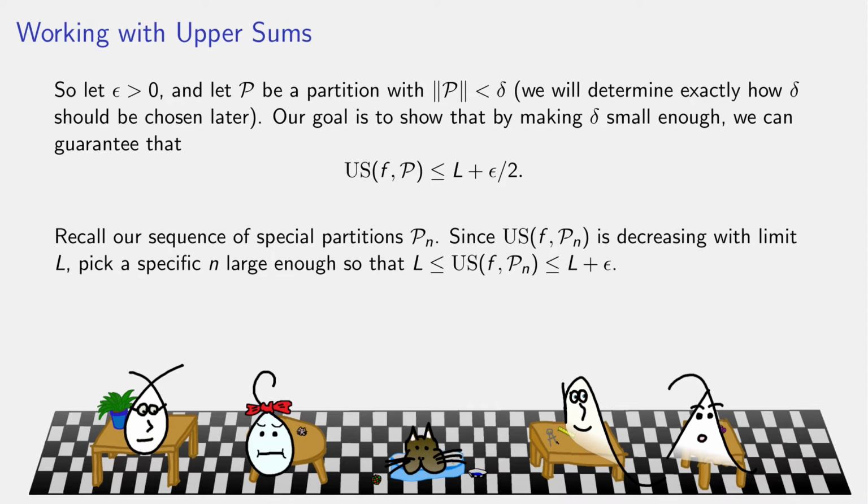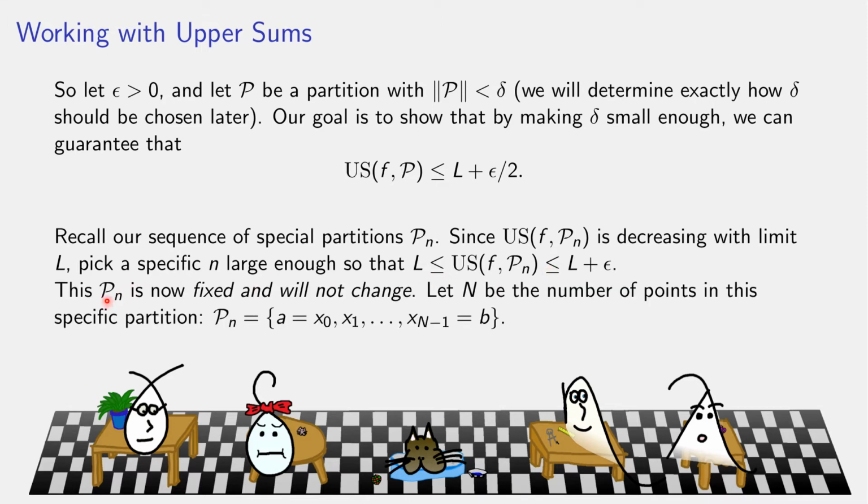So the upper sums were a decreasing sequence with limit L. Since the upper sums are decreasing towards L, I can pick an index so that past that point, the upper sums are within epsilon of L. And they can't be below L because they were decreasing towards L. So past a certain n, all the upper sums are within epsilon of L.